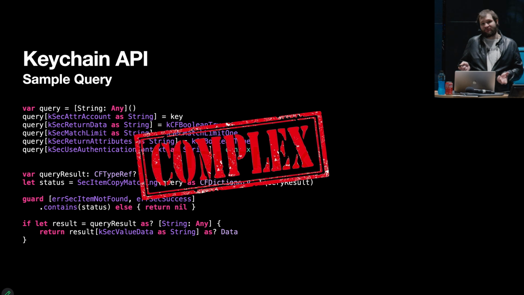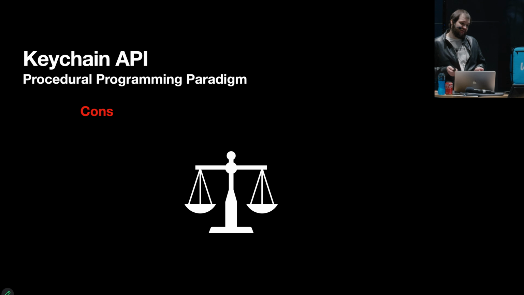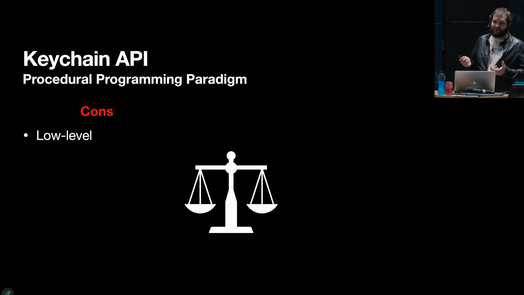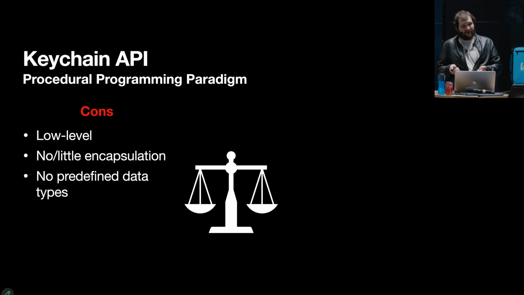The reason is that it's written in C. It's a C-based framework, which means it's a procedural programming language. You have to really spell out every action you want to make. And there are a lot of cons to this. It's very low level. There is no encapsulation for different kinds of methods that you would like to add to your data. You pretty much have to write the whole request all out. And there are no predefined data types. As we've seen earlier, there are lots of different dictionaries passed around with keys, but no normal struct or class that you might be familiar with.